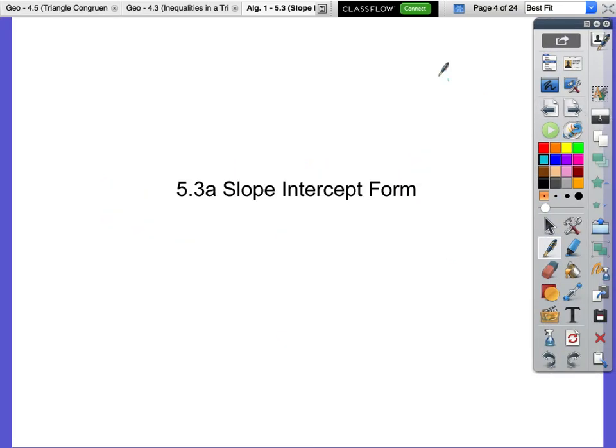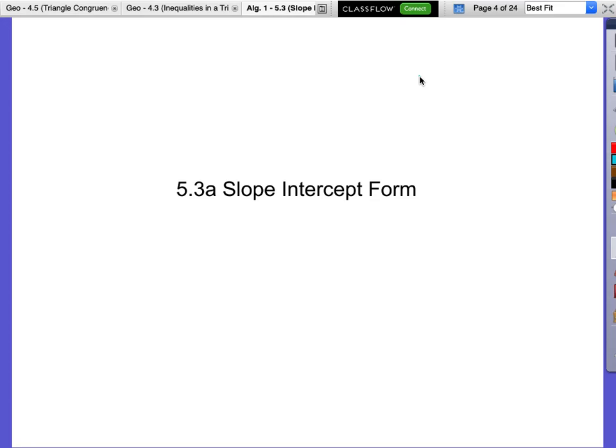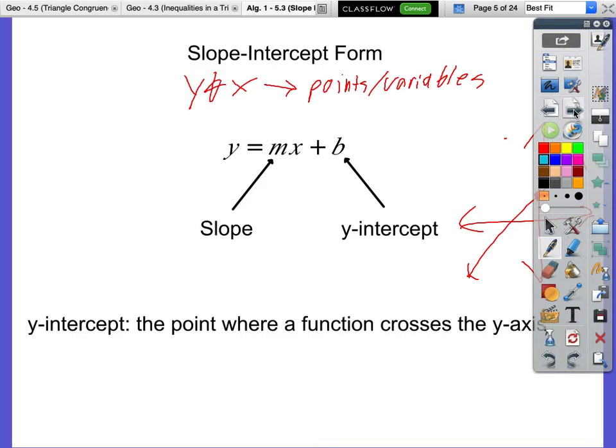So, hey, 5.38, we started this last time. This is a bit of a review, okay? So, we had a slope-intercept form. We're talking about what slope-intercept form is, the different parts of it. Once again, this is a review from last time.